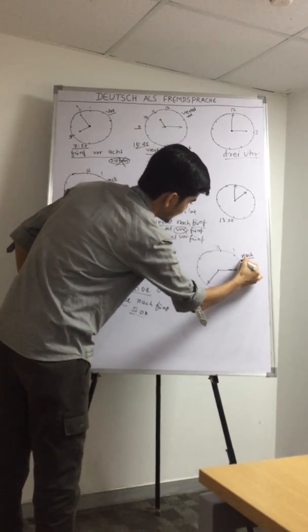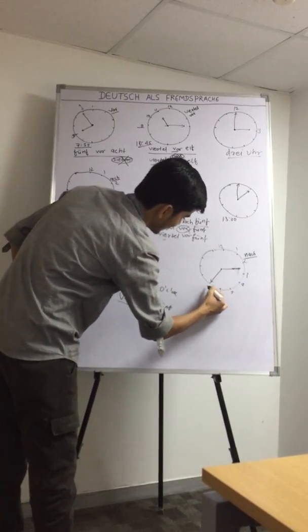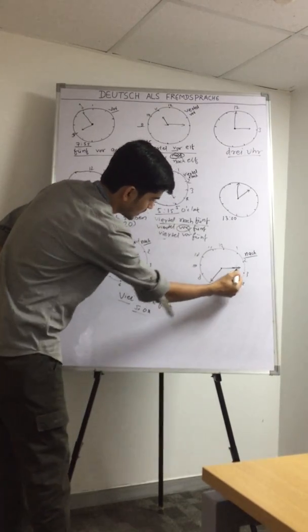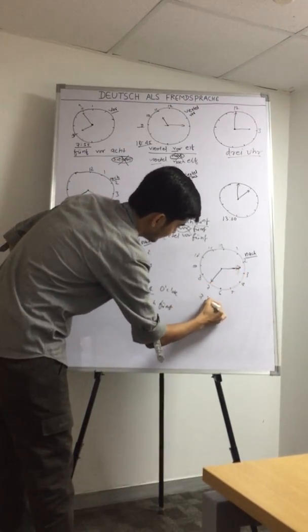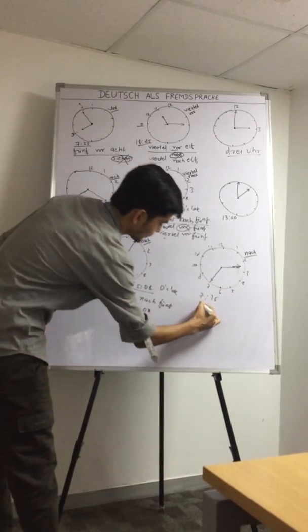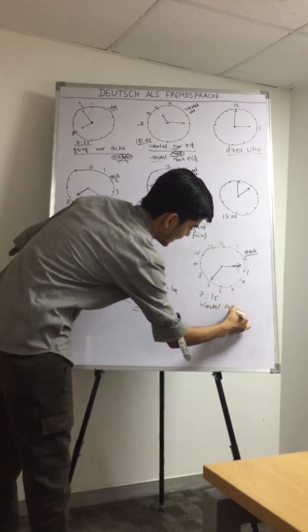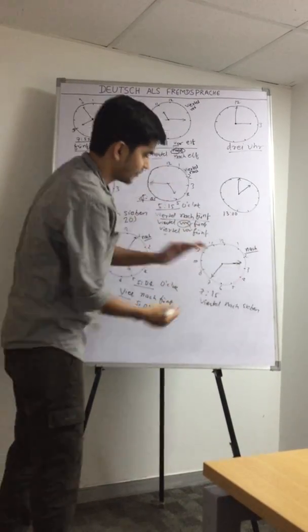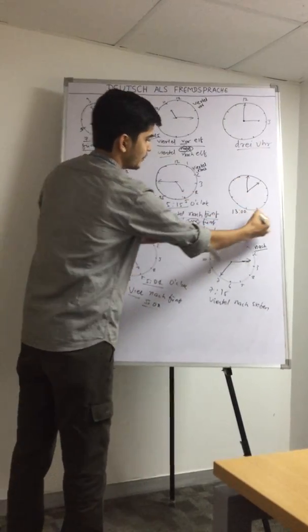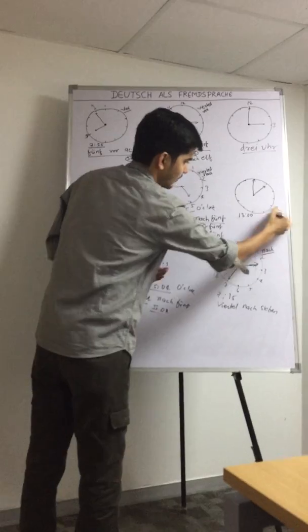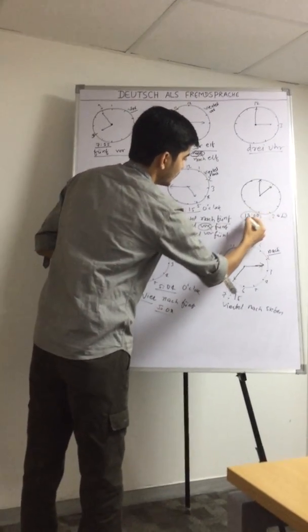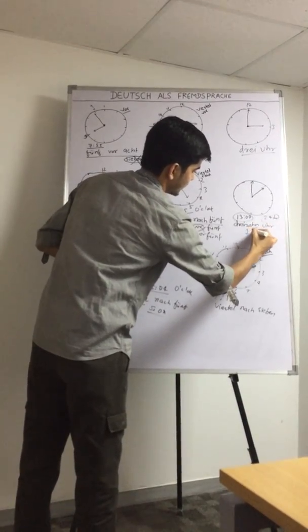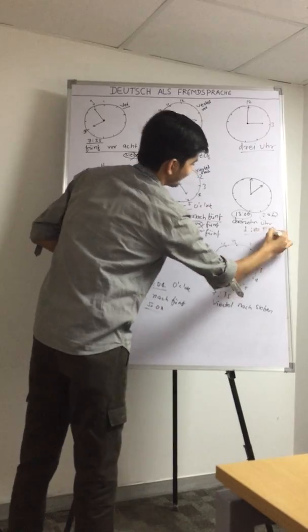And this one: 12, 1, 2, 3, 4, 5, 6, 7, 8, 9, 10, 11. So it is 7:15. So Viertel nach 7. 15 minutes after 7. And in case of the 24-hour clock, it will be 13 Uhr, because it is 1 p.m. Feel it.